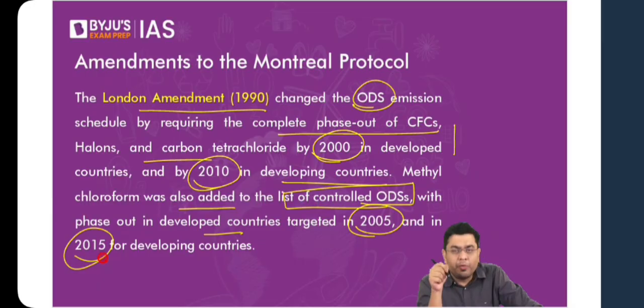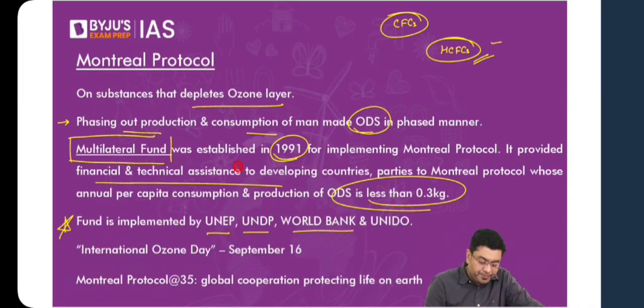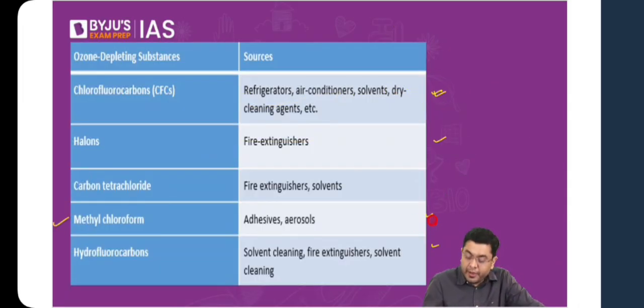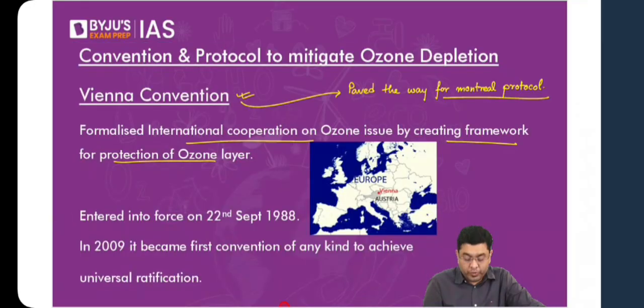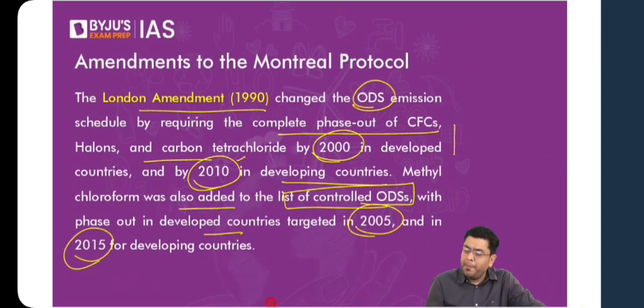So as per the London Amendment, what was done? The phase out target was decided that ODS would be phased out in developed nations by 2000 and in developing nations by 2010. And then even methyl chloroform, where was methyl chloroform used? If you take a look at it, in various different aerosols, adhesives, etc. That is where methyl chloroform was used. So basically, the phase out of methyl chloroform by 2005 in developed nations and 2015 in the developing nations.